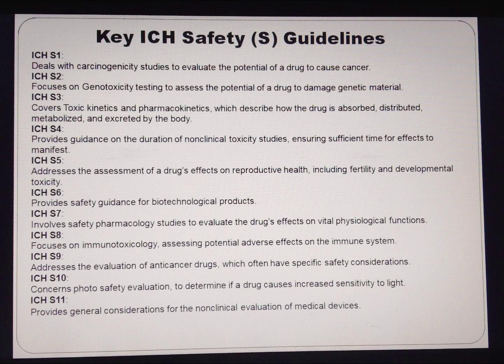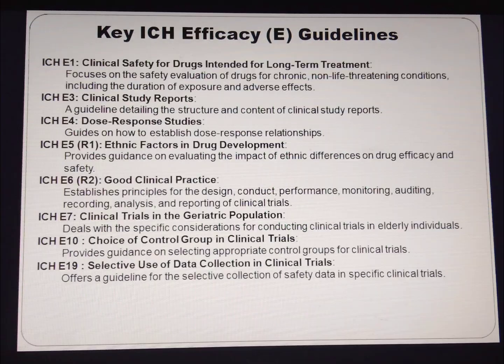ICH S5 addresses the assessment of drug effect on reproductive health, including fertility and developmental toxicity. ICH S6 provides safety guidelines for biotechnological product. ICH S7 involves safety pharmacology study to evaluate the drug effect on vital physiological function. ICH S8 focuses on immunotoxicology, assessing potential adverse effect on the immune system.